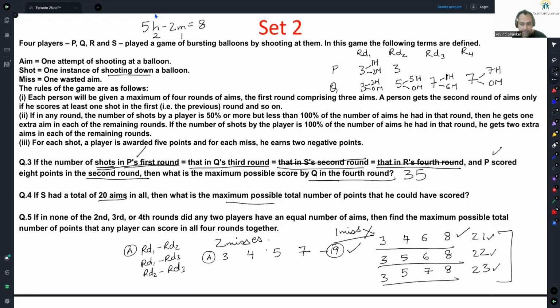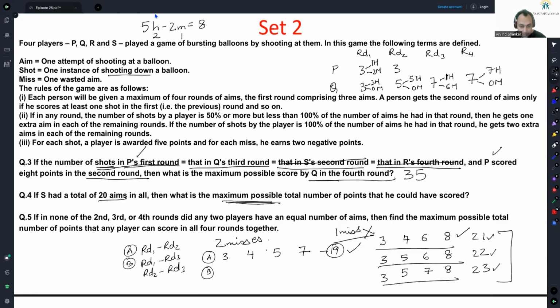Here we did not even find an acceptable case. Here we've already found an acceptable case. But can you see, while this is an acceptable case, this may not necessarily be the optimum case because we are looking for maximum possible total number of points. Let's get to situation B.